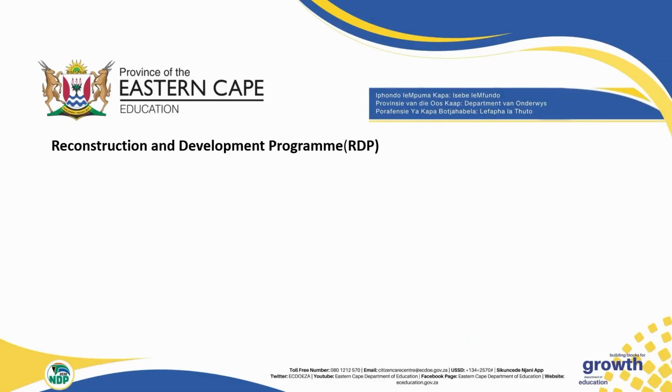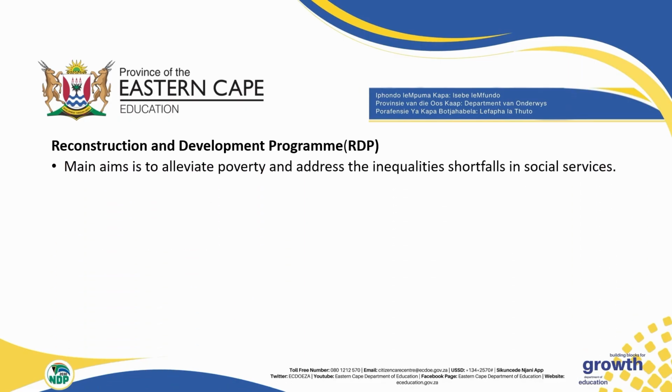We are going to start with the first concept, which is Reconstruction and Development Program, RDP. Then, what are the aims of RDP? This policy started from 1994, where they aim to alleviate poverty, address the inequalities, and shortfall in social services. What does it mean?